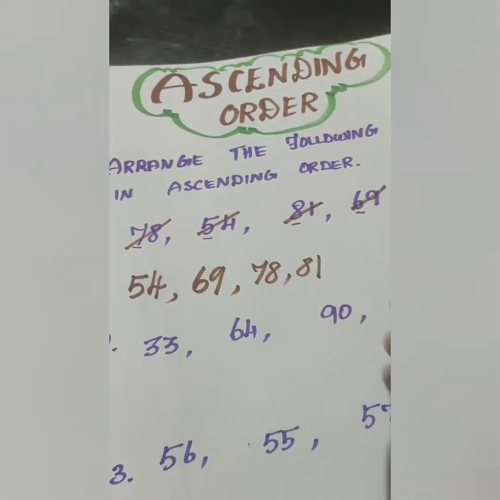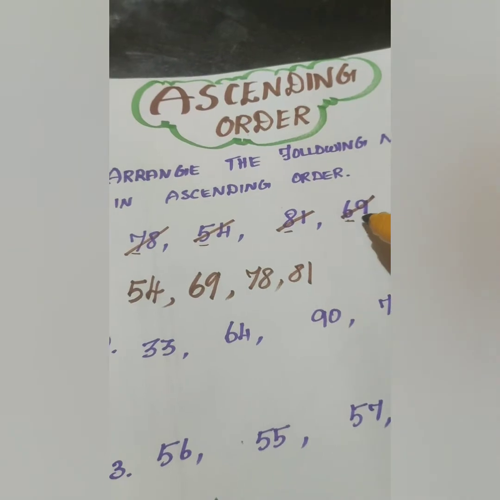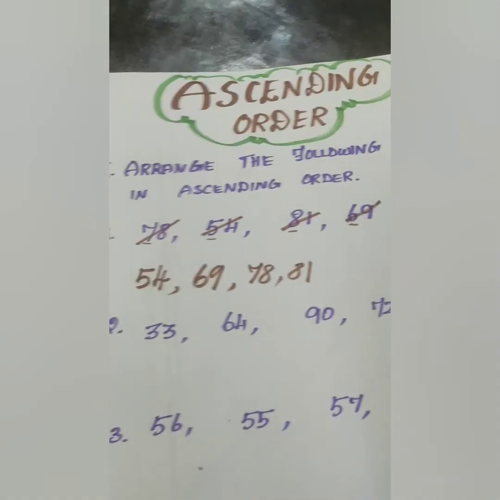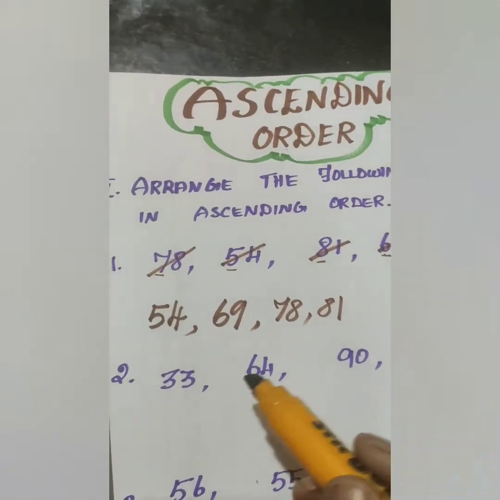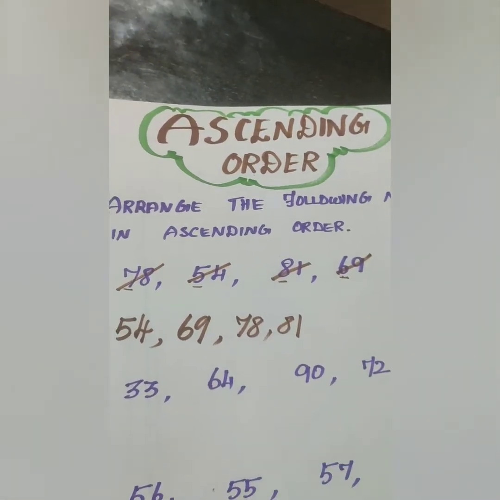So this is the ascending order. 54, 69, 78, 81 is the ascending order for these numbers. Next, let us do another sum. The next sum is 33, 64, 90 and 72.